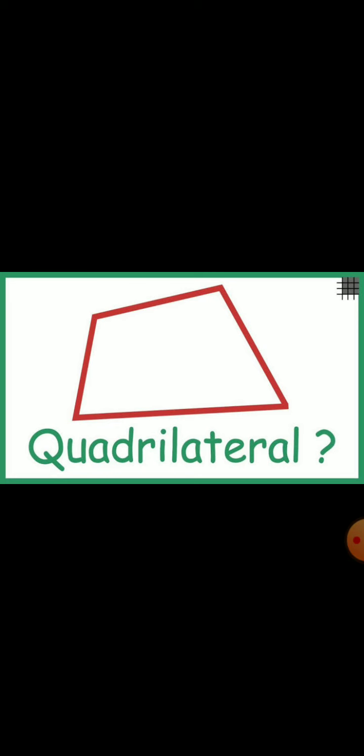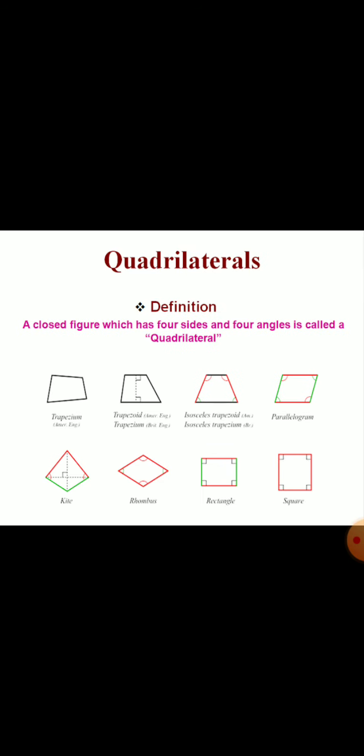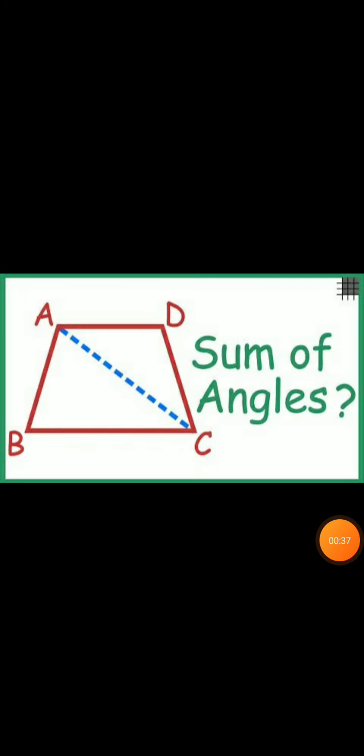Let us begin a new chapter. We will study chapter number 8, Quadrilaterals. First of all, let us understand what is a quadrilateral. It is a closed figure made by four line segments. So, a quadrilateral has four sides and four angles. This type of closed figure is called a quadrilateral.